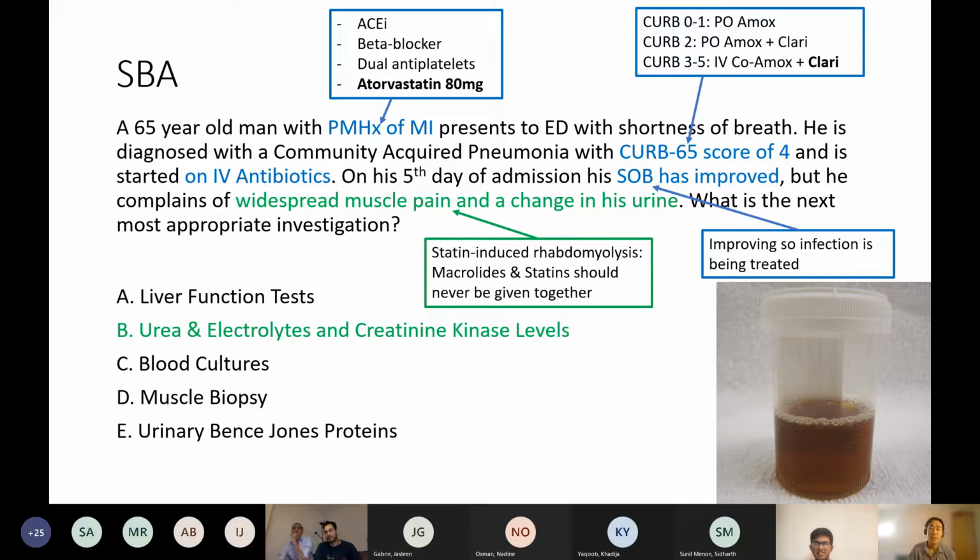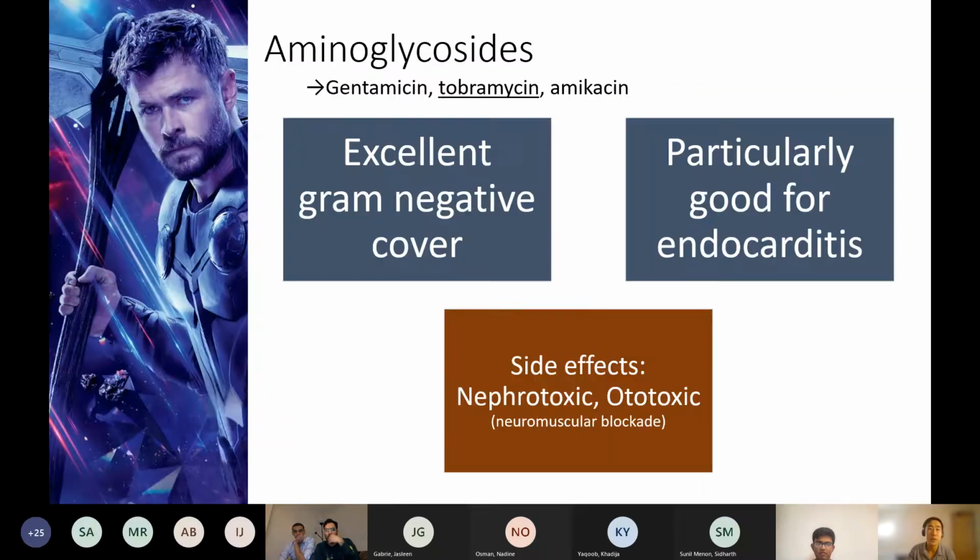Good. So some people, I think when I did this question last time, opted for blood cultures because they thought, oh, maybe it's a worsening of the infection, or maybe it's post-streptococcal glomerulonephritis or something. But the fact that his shortness of breath has improved suggests that he's clinically improving infection-wise, but something else has happened. So the correct answer is not blood cultures.